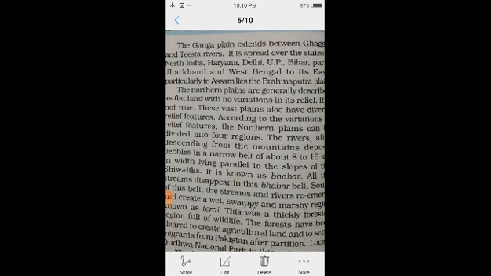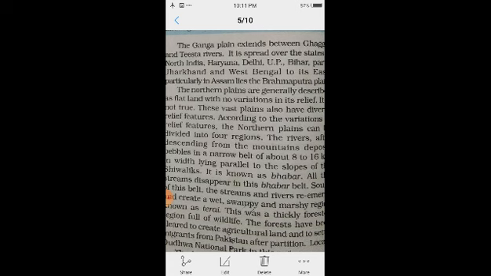The rivers after descending from the mountains deposit pebbles in a narrow belt. Pebble means stone. They deposit pebbles in a narrow belt of about 8 to 16 kilometers width lying parallel to the slope of Shivalik. Shivalik is one of the ranges of the Himalaya. It is known as Bhabar. All the streams disappear in the Bhabar belt.